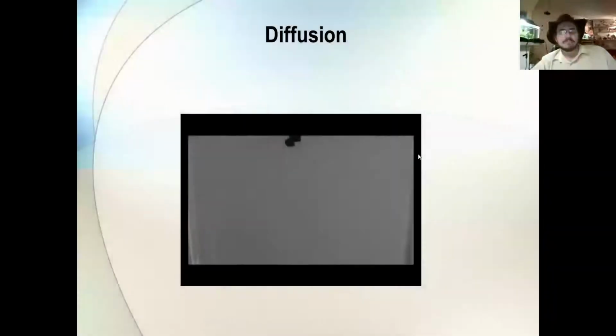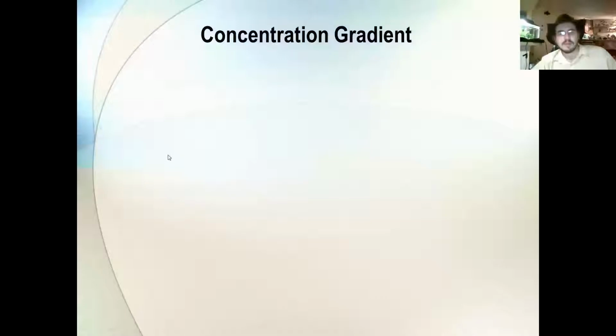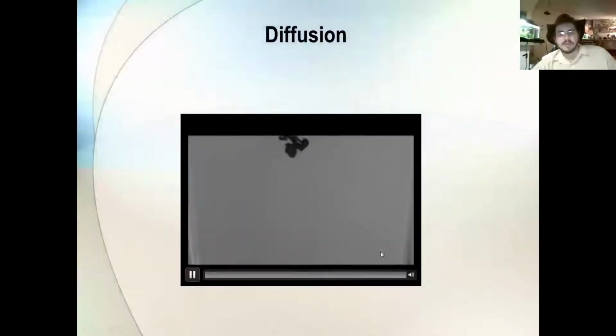So, here is diffusion in action. So this is going to be ink in water. And it's a great example of how particles move randomly in their movement from areas of high concentration to low concentration. Here we go.